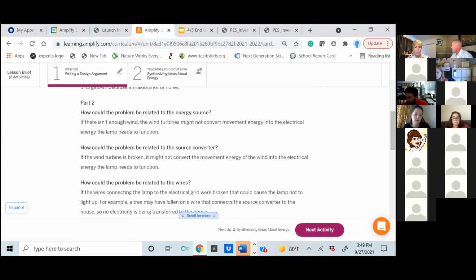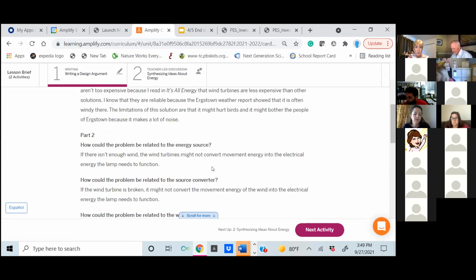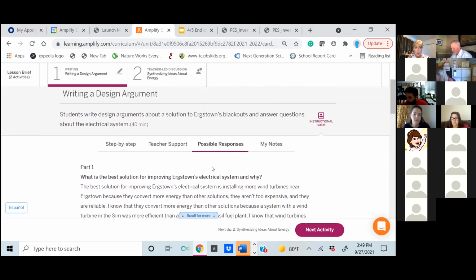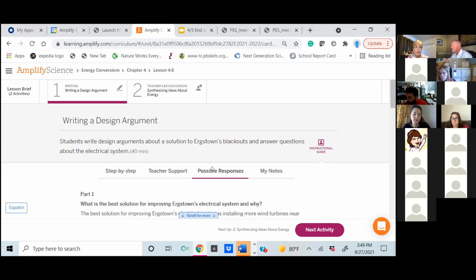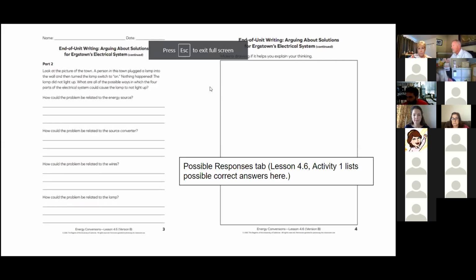But then here they show you in part 2 these are possible correct good answers for those short answer things that are in part 2 of the assessment. Okay, and we'll look in just a second at the rubrics for the design argument, but I just wanted to point out to you, if you have not seen them before, that the correct answers for part 2 are in the possible responses tab once you click into activity 1.